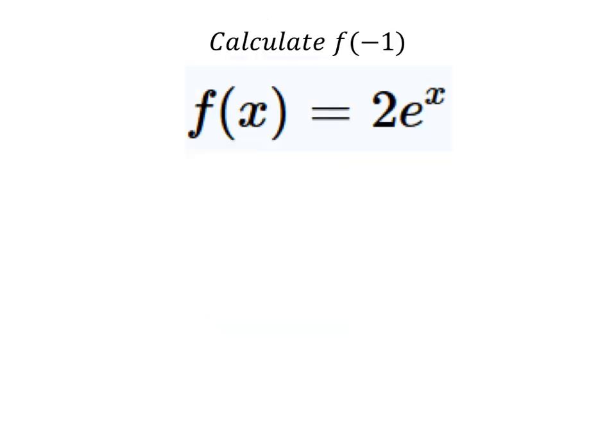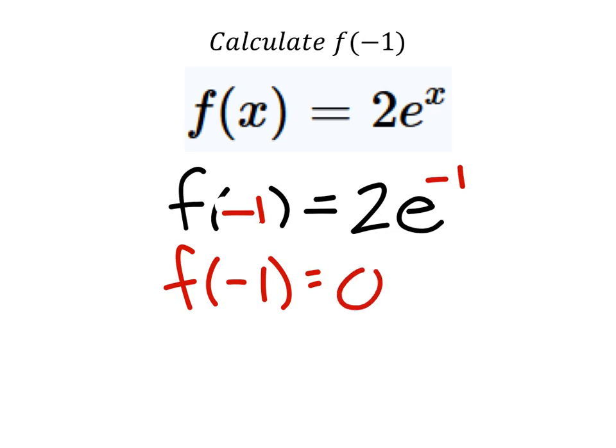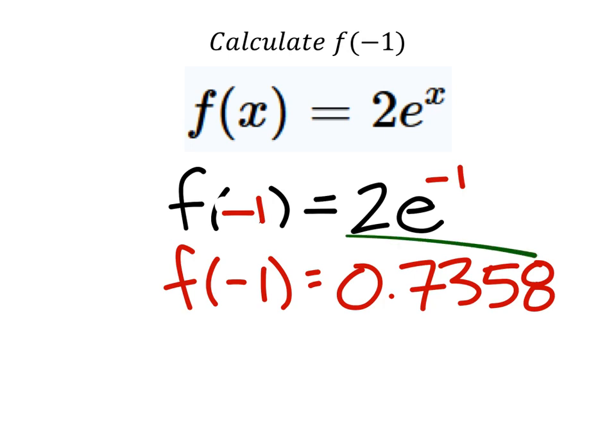Calculate f of negative 1. Okay. Well, the function here, we're just going to replace the x's with negative 1. So it's 2 times e to the power of negative 1. So f of negative 1, again, I'm just going to plug that directly into my calculator. I guess 4 decimal places. 0.7358. That is the answer.